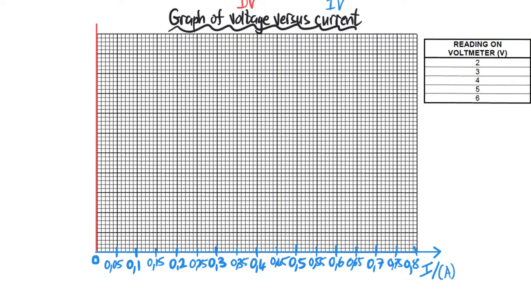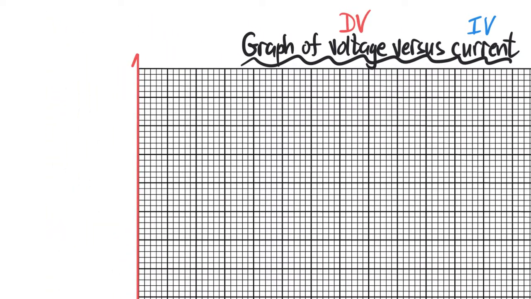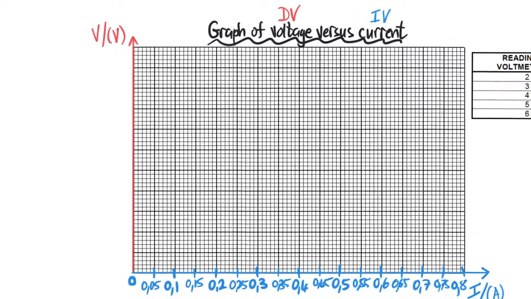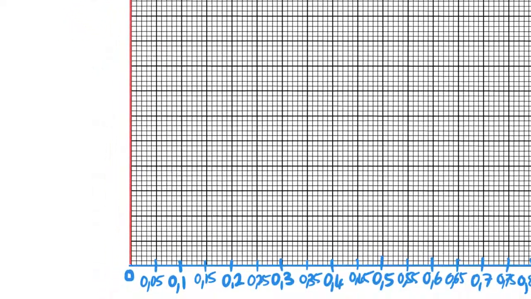Right, and we're going to label this axis: this is the voltage. So this is going to be the voltage in volts. And so we look at this now and we say, okay, we need to fit 6 in. Now if you look, you can see we've got 1, 2, 3, 4, 5, 6, 7, 8, 9, 10, 11.